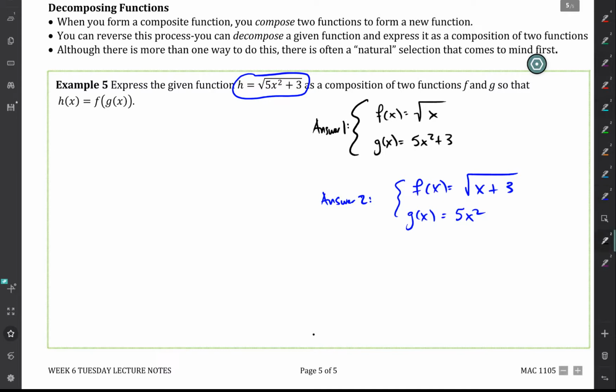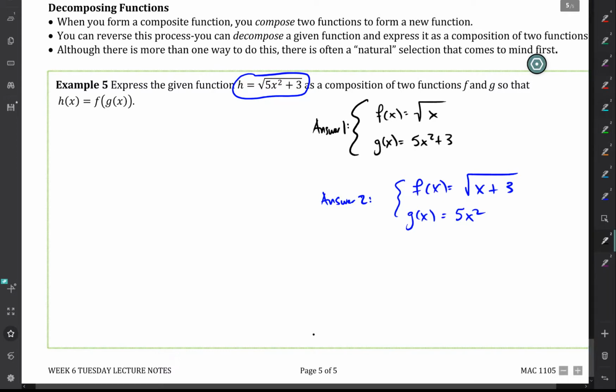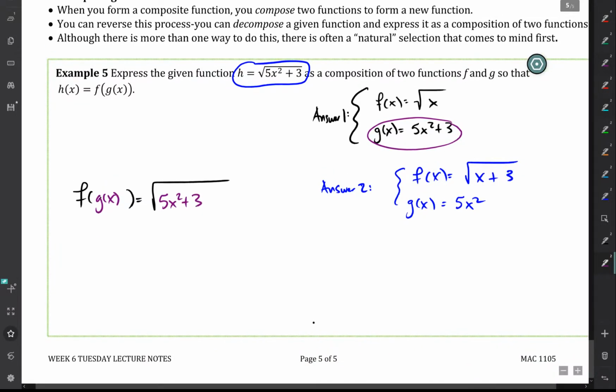Okay, and now let's just check our work here. So for answer 1 anyways, if f of x is the square root of x and g of x is 5x squared plus 3, all you need to do is check that when you take 5x squared plus 3 and stick it into f of x, that you get h of x. So that's the square root of 5x squared plus 3. So this worked out. h of x is exactly f of g of x in this case.